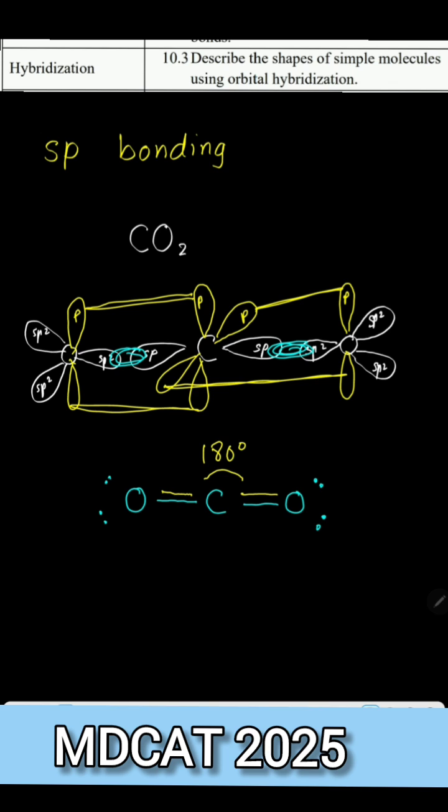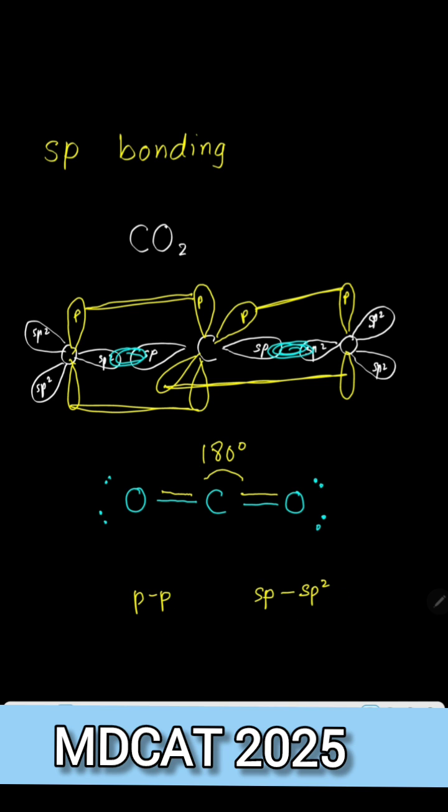In this case, both pi bonds are formed by pp overlap, while the sigma bonds are formed by the sp orbital of carbon and the sp2 orbital of oxygen. The sigma bonds are formed by this overlap, and both the pi bonds are formed by pp overlap. So this was bonding in sp hybridization.